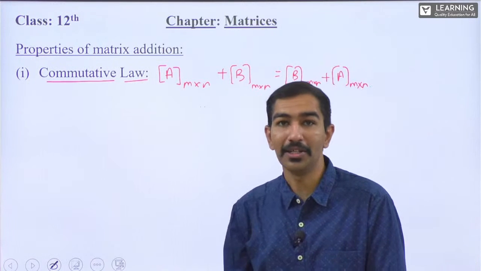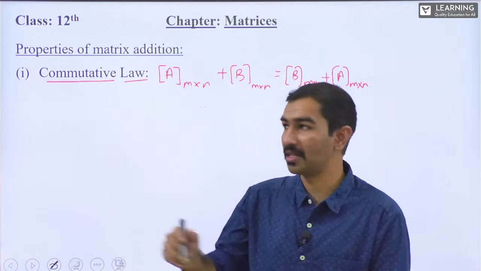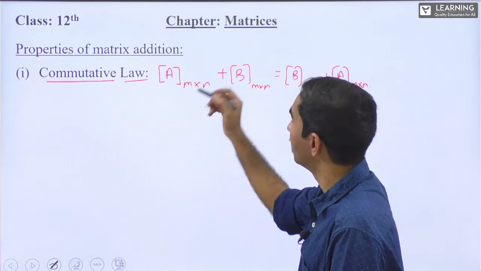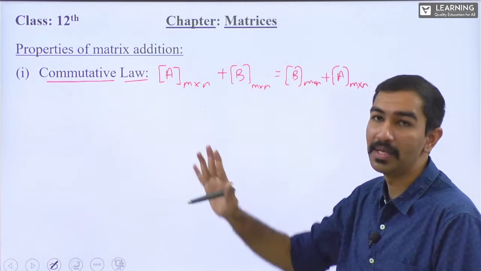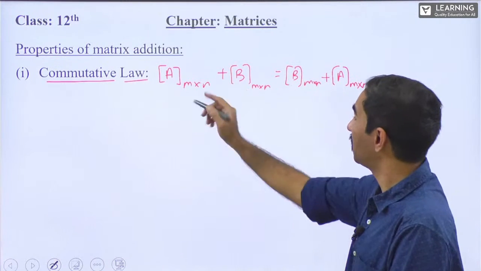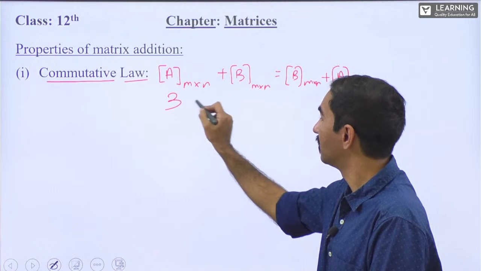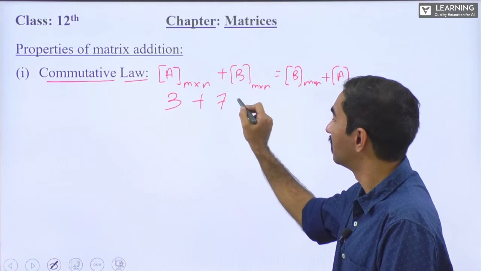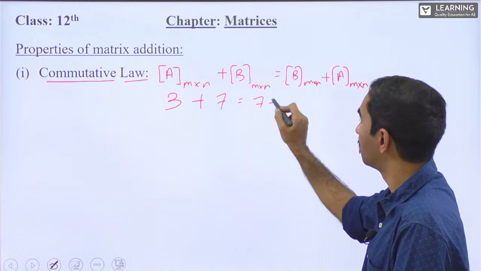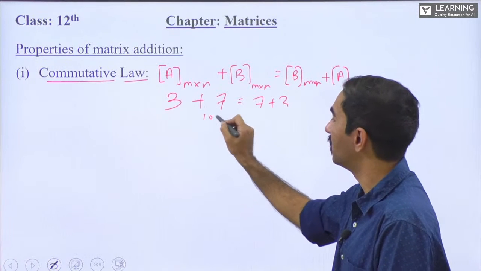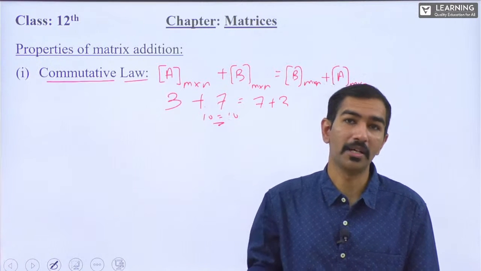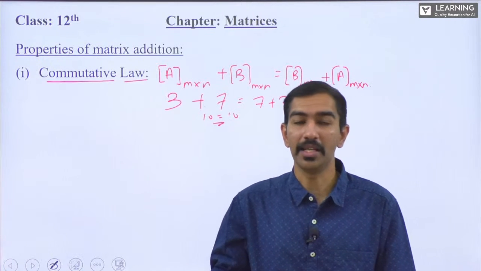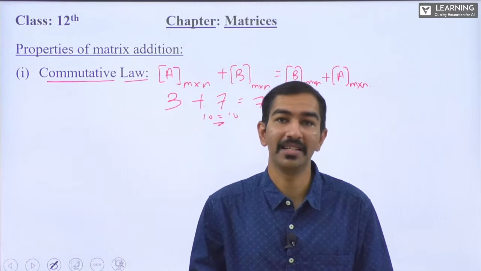Which means addition of numbers is always commutative. So here we have taken matrices, but let us consider only the numbers. The same thing is applicable for matrices as well. Understood? Here we'll take 3 plus 7. Is this equal to 7 plus 3? Both are equal, right? 10 equals 10. It means addition of numbers is always commutative in nature. So the same thing is applicable for matrices as well, correct?